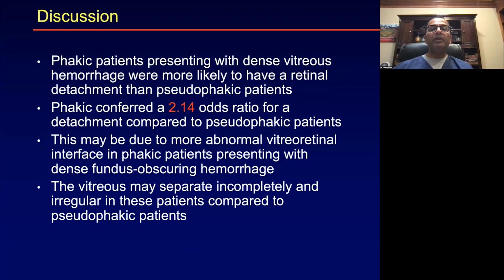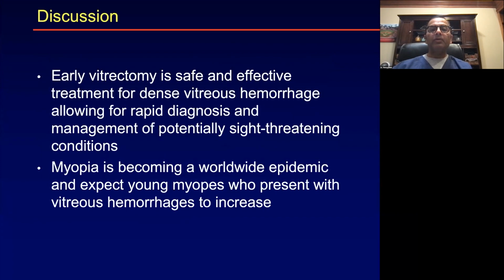What's interesting is phakic patients were much more likely to have a retinal detachment than pseudophakic eyes. And I think the odds ratio was 2.14, and this really points to the abnormal vitreoretinal interfaces in these patients, where the separation may be incomplete and irregular. So we think that early vitrectomy is safe and effective and certainly can be very useful in these patients.